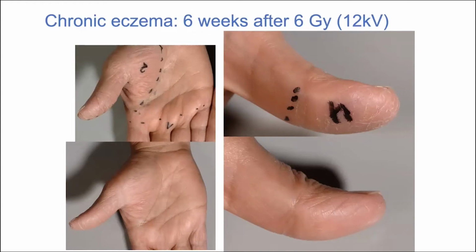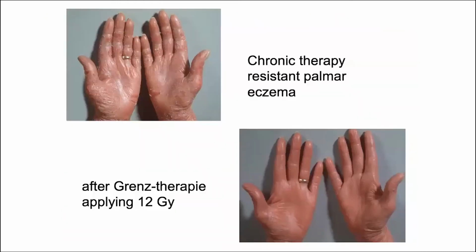So the patient had an irradiation with quite a low dose, 6 grays here with Grenz rays. And you see here at the control, which was 3 months after the irradiation, a clear improvement. Unfortunately, we do not know how long this patient has profited from the improvement.